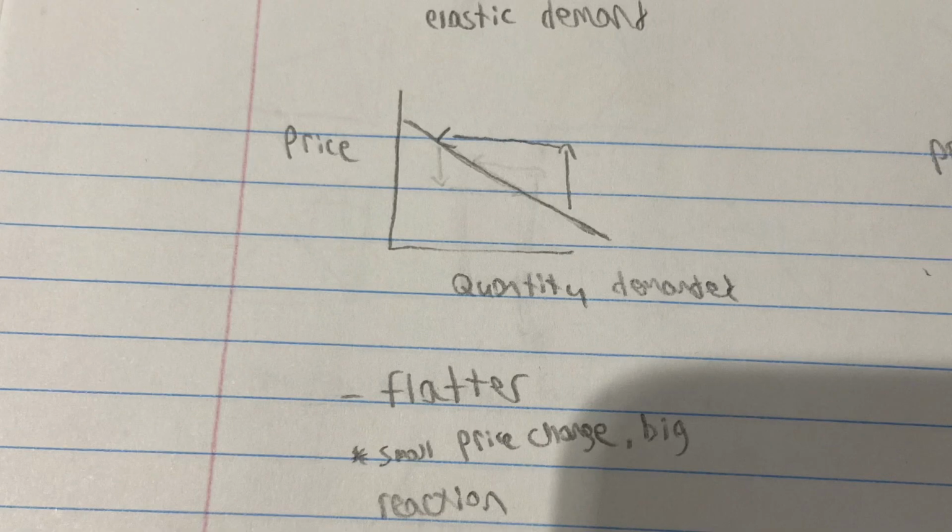Now, what does elastic and inelastic even mean? Well, elastic means that buyers are reactive to changes in prices. An example of this can be hamburgers. If McDonald's raises their prices for a Big Mac by $10, buyers will respond by not going to McDonald's and going to, let's say, Wendy's instead because there are many options. When McDonald's raises prices, they lose lots of customers.